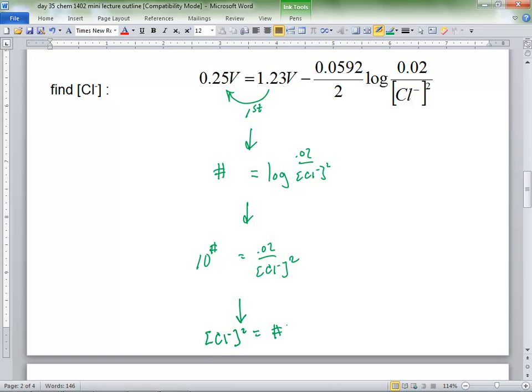Right? See if you can get it. So first clean it up like what Brad was suggesting. Bring that negative 1.23 over with the 0.25. You're going to end up with a negative number. So 0.25 minus 1.23, that'd be the first step. I agree with that. Then do cross multiplying. Then get rid of the log. Then you can finally solve for chloride.